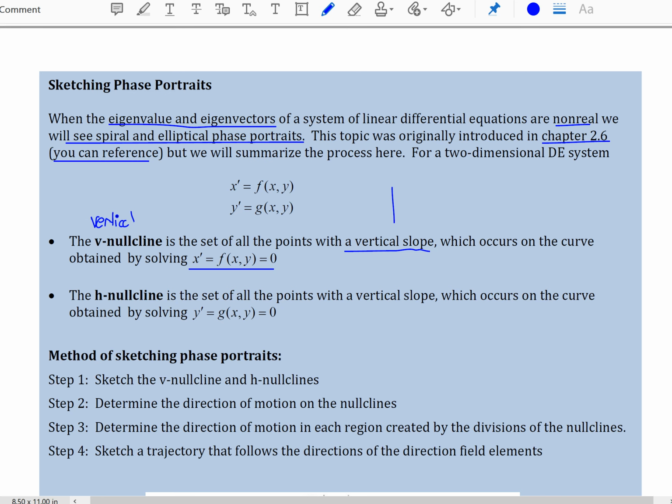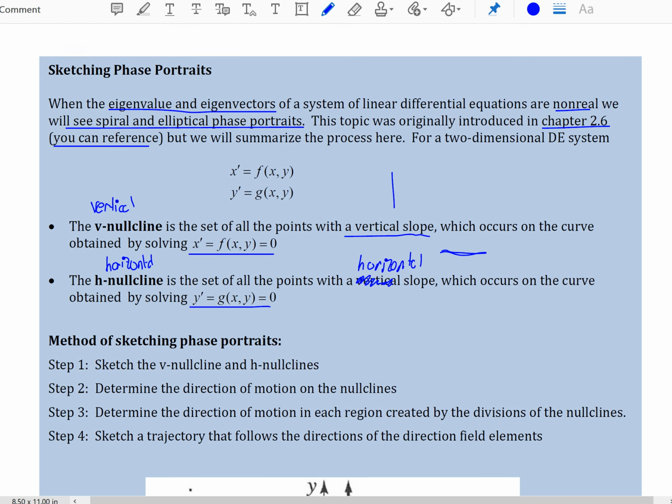Your H nullcline, also referred to as your horizontal nullcline, is the set of points with, and I notice a typo here, horizontal slopes, meaning they only go sideways. This only occurs when y prime is equal to 0, meaning you have no vertical movement.